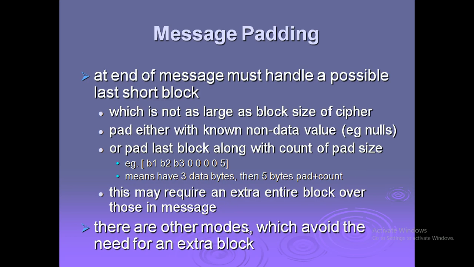Message padding. At the end of the message, a possible short block must be handled, which is not as large as the block size of the cipher. It is padded either with known data values, for example null, or padded with the last block along with a count of the padded size. For example, there are 3 bytes B1, B2, B3, and this is padded by 5 bytes: 4 zeros and the 5. This 5 indicates the total padding plus count value.